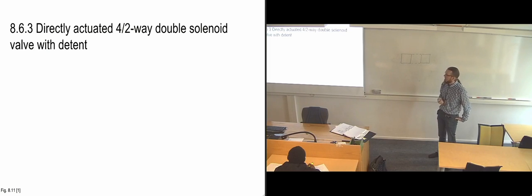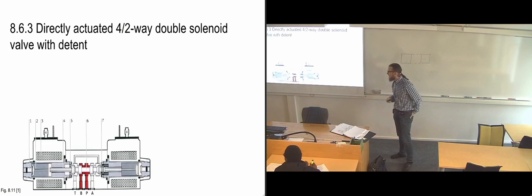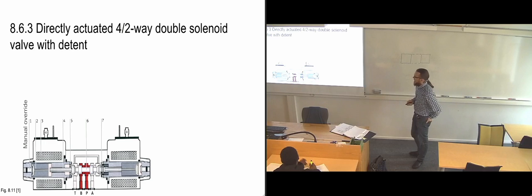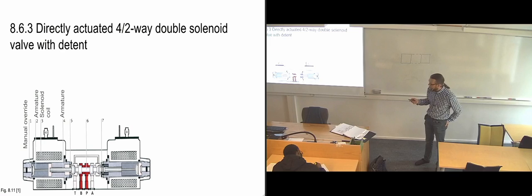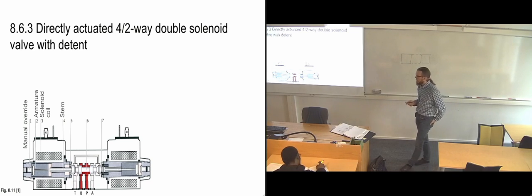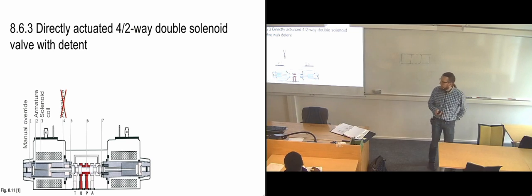So we're going to look at a 4-2-way double solenoid valve, and this one has a detent. We have a manual override on one side. We've got the armature in there. We've got the solenoid coils around here. And it says armature here, but of course it's supposed to be the stem because it's this one. So that's an error in your book that it says armature on the 4th part there. It's supposed to be stem.